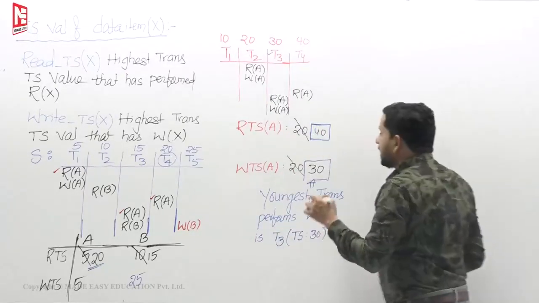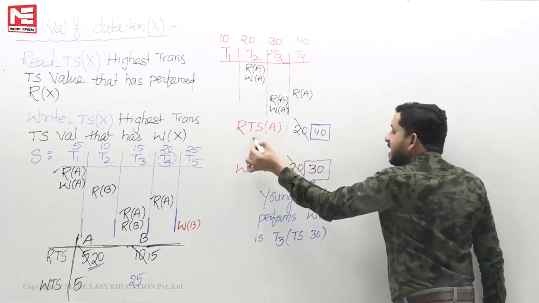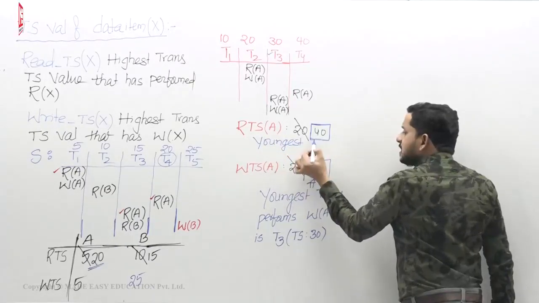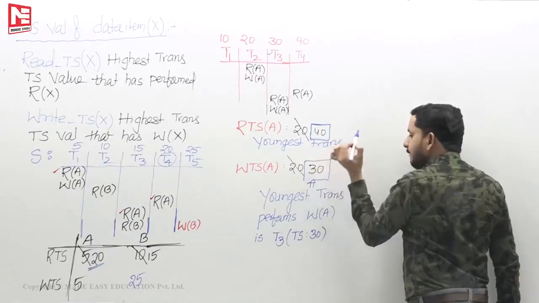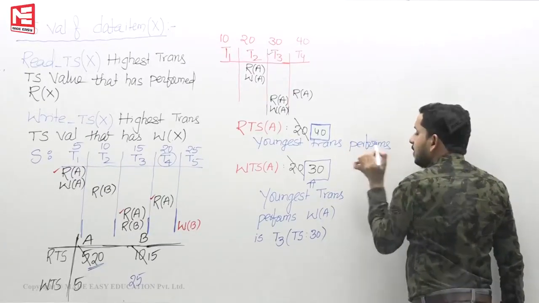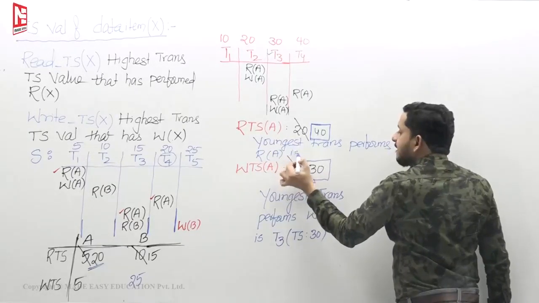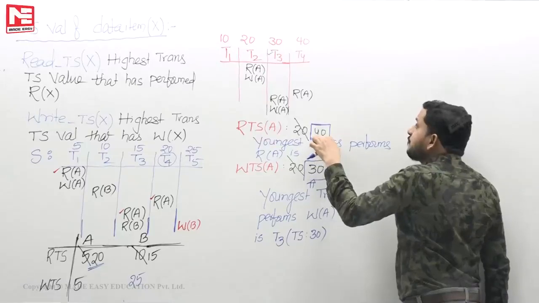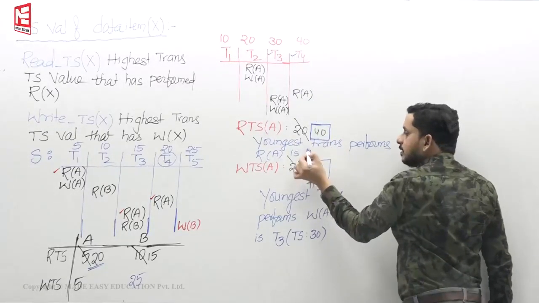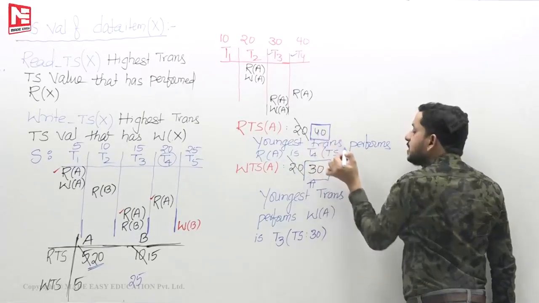Okay, so similarly, read timestamp value of A is 40. It means that the youngest transaction that performs read of A is the transaction with timestamp value 40. Transaction with timestamp value 40 means T4. Okay, T4, whose transaction timestamp value is 40.